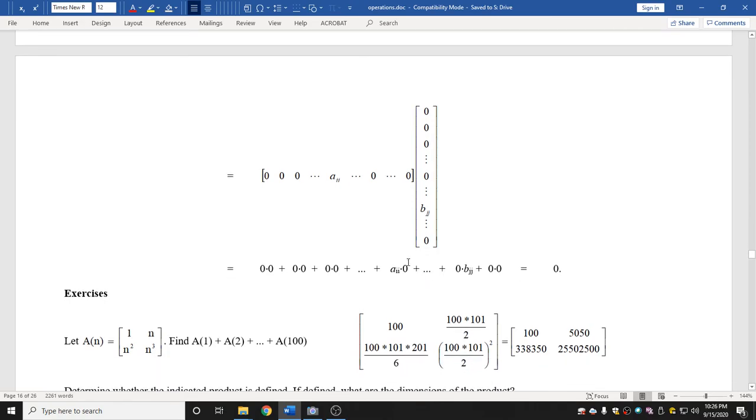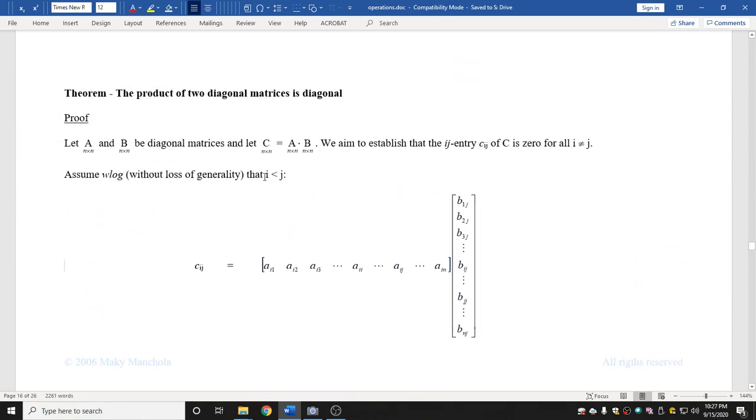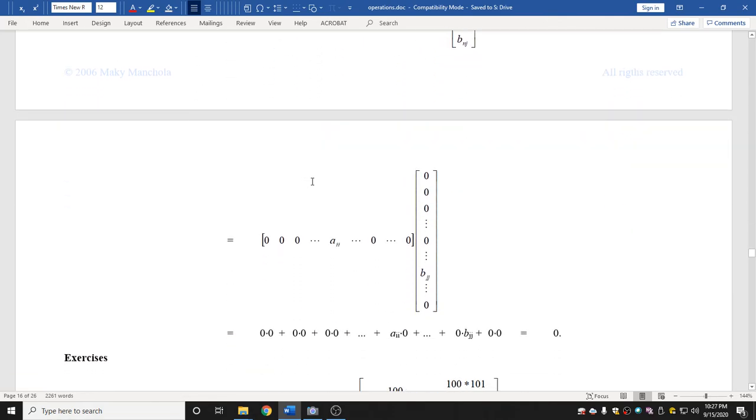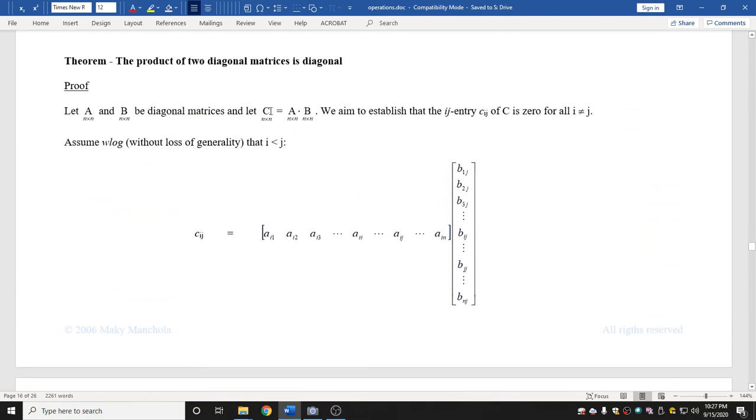So the result is the following. You're multiplying 0 times 0 plus 0 times 0. At some point, you're multiplying A_ii times 0 plus that. At some point, you're multiplying 0 times B_jj plus 0, 0, 0, which equals 0. This, of course, is under the presumption that i and j are distinct. In this case, we are assuming that i is less than j. Okay, so that's our proof. This has shown that the matrix C has all non-diagonal entries equal to 0. So that means C is diagonal.